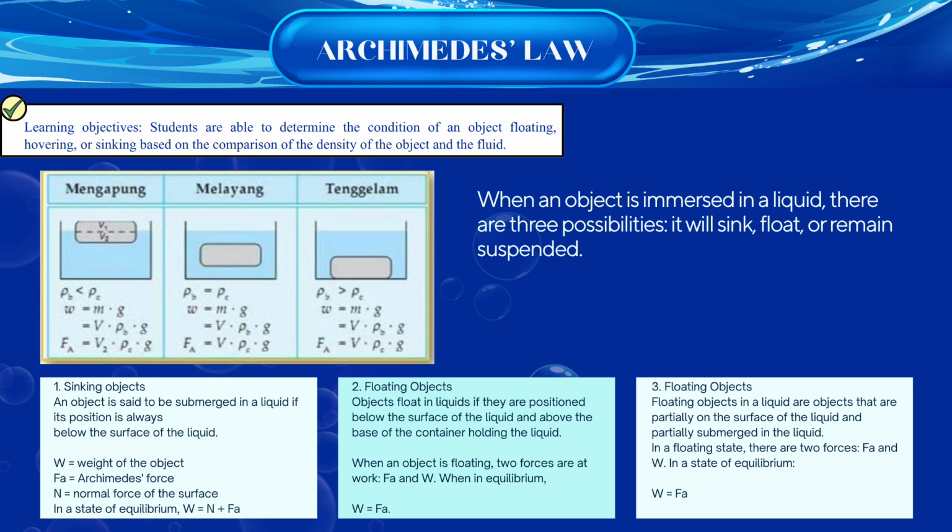And the third, floating. An object floats when part of it sits above the fluid surface and part of it is submerged. This happens when the density of the object is less than the density of the fluid, or rho object is smaller than rho fluid. Only a portion of the object's volume, or V2, displaces fluid, not the entire volume. The equilibrium condition is still W equals Fa.